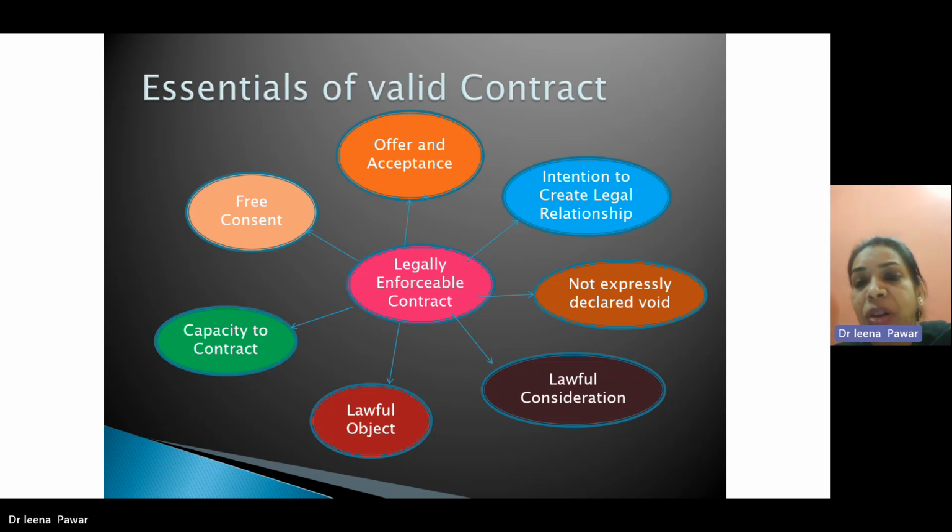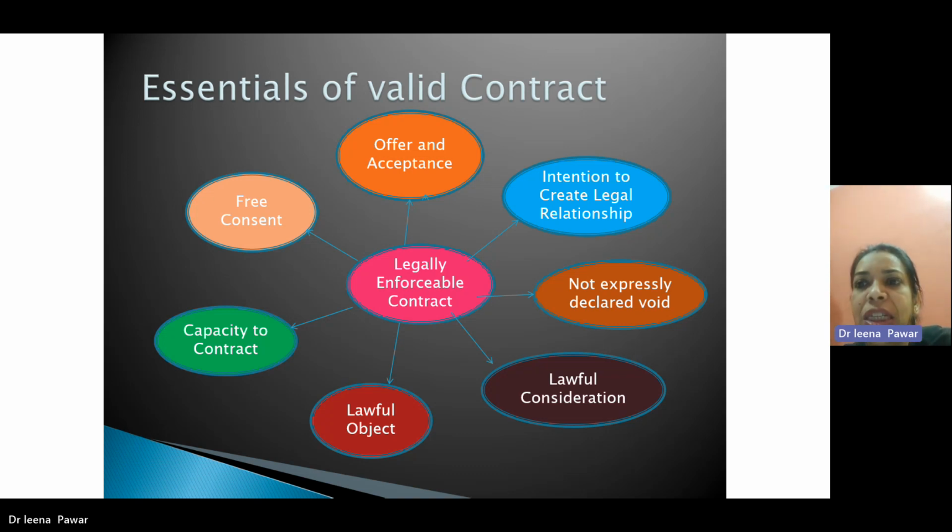And the person should be of sound mind. That means he is capable of understanding the terms of the contract and capable of taking decisions, and the person should not be disqualified by the law to enter into the contract. Only that person is a competent party who can enter into the contract.